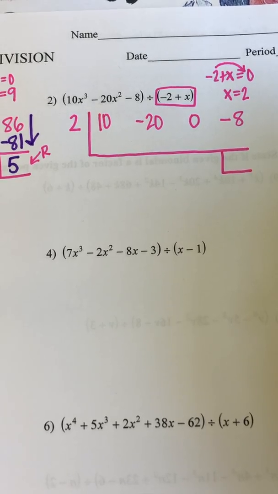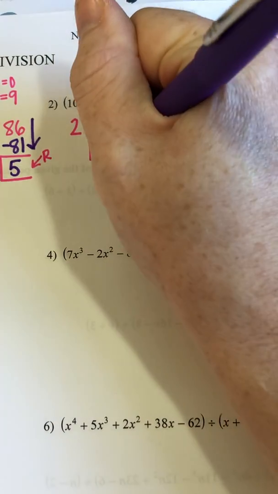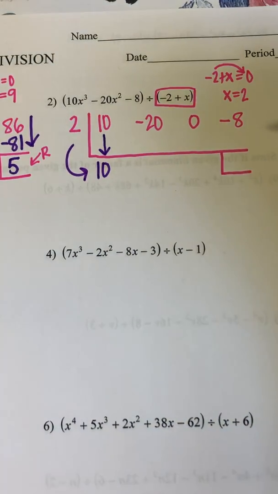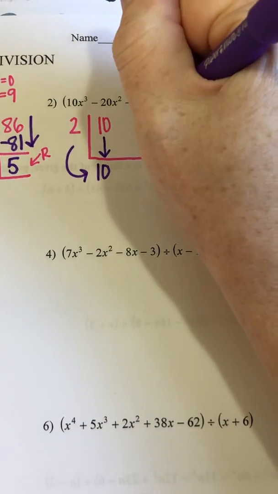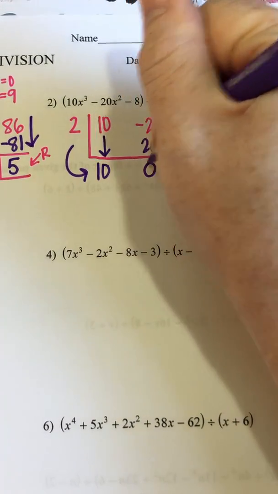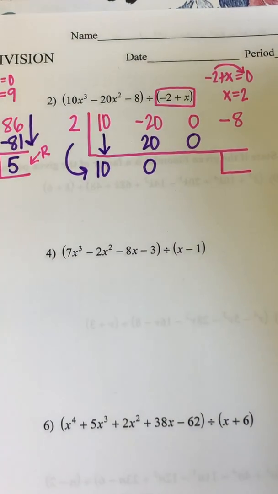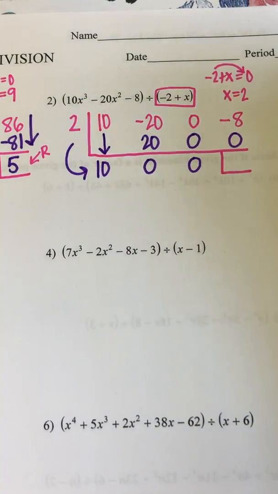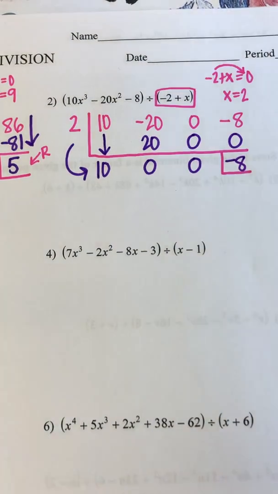All right, you got it set up? No matter what is up front, I'm going to drop it to the bottom. And then I start multiplying on the outside and doing what on the inside? Adding. 2 times 10 is 20. -20 plus 20 is 0. 2 times 0 is 0. I get a sum of 0. I get another product of 0 because 2 times this 0 is still 0. What is my remainder? -8.